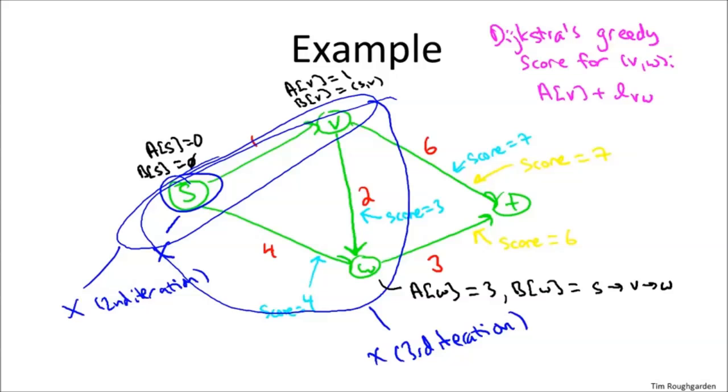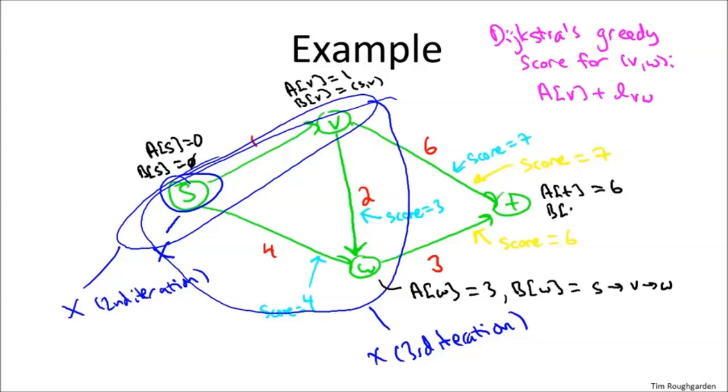And of course, it doesn't matter who gets brought into X, but it does matter how we compute the A and B values for t. So in the final iteration, we compute A of t to be the Dijkstra greedy score of the edge that we picked, which is the edge wt, and the score was 6. So we compute the shortest path distance from s to t to be 6.